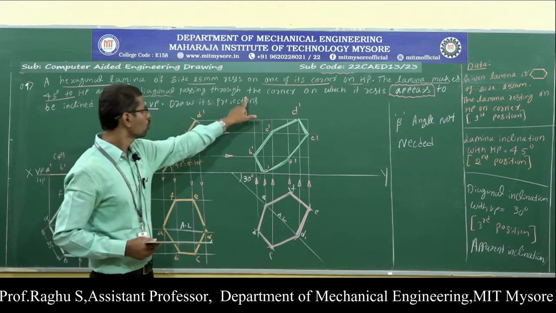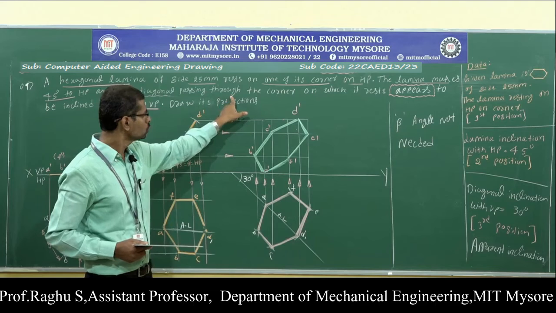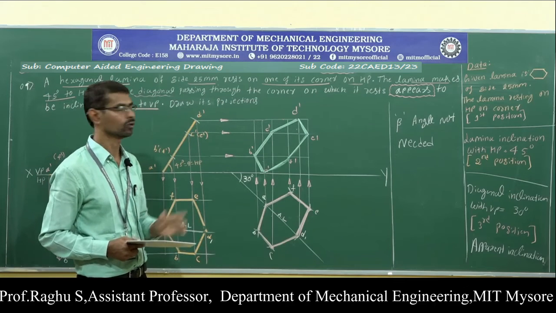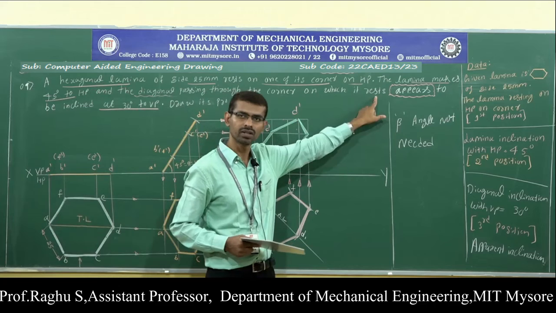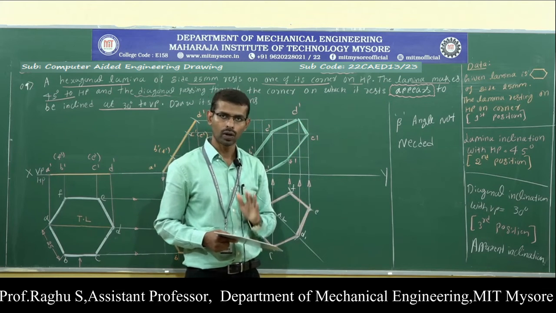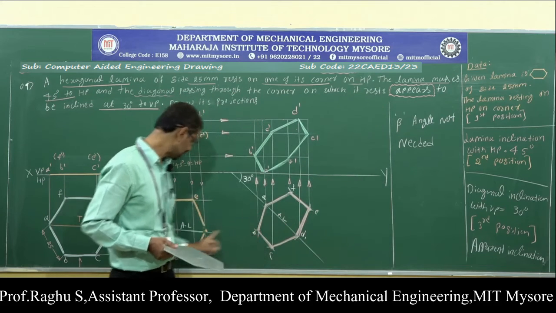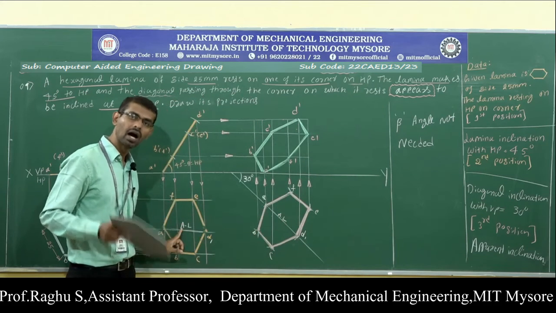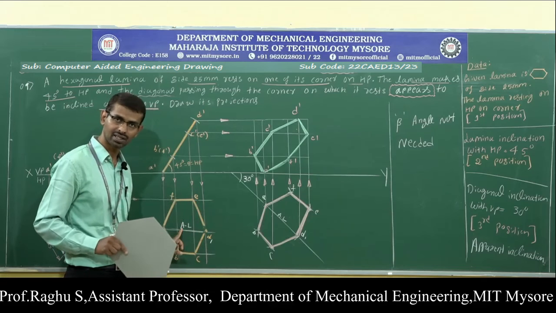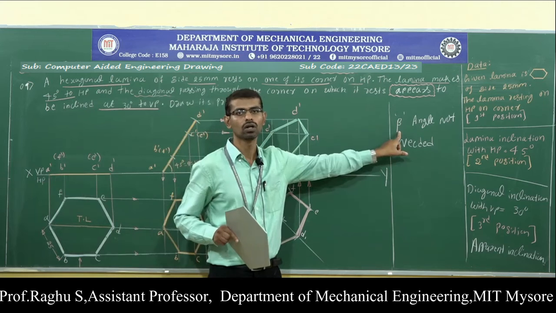Now, the diagonal passing through the corner on which it rests appears to be inclined to VP at 30 degree. Here, when the problem contains the word appears, you need not find the beta angle or alpha angle. Why? Because in the problem he has given the apparent length and the inclination for this apparent length. He has directly given the apparent inclination. Therefore, you need not find the beta angle. Here the beta angle is not needed.